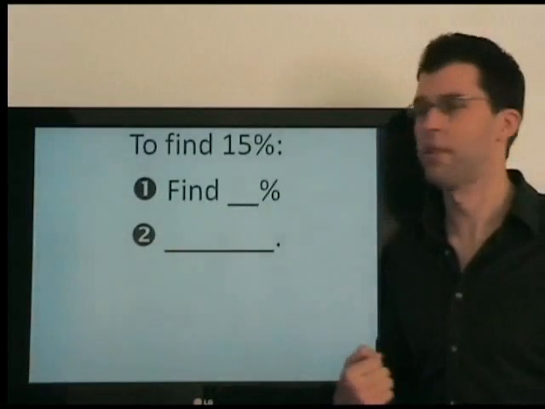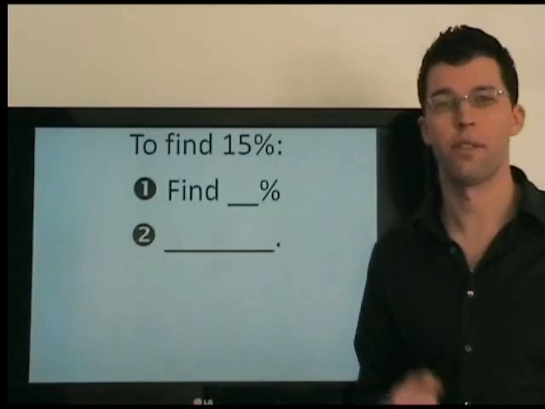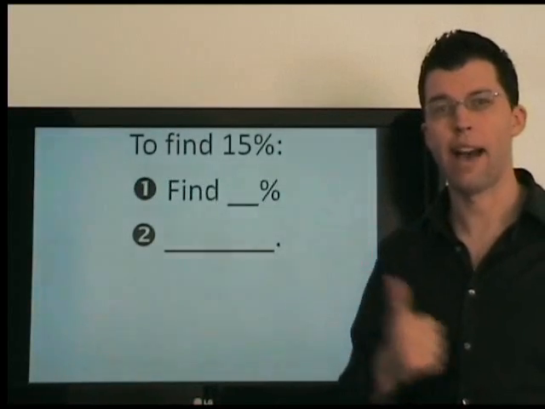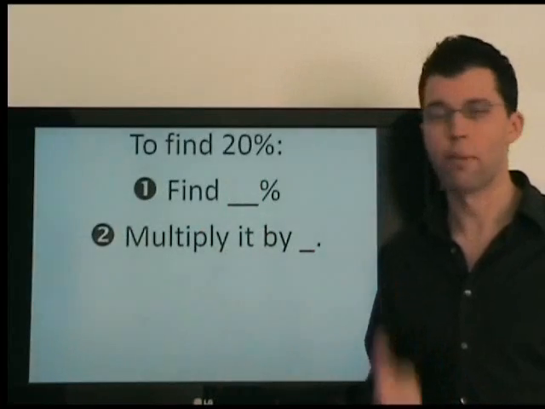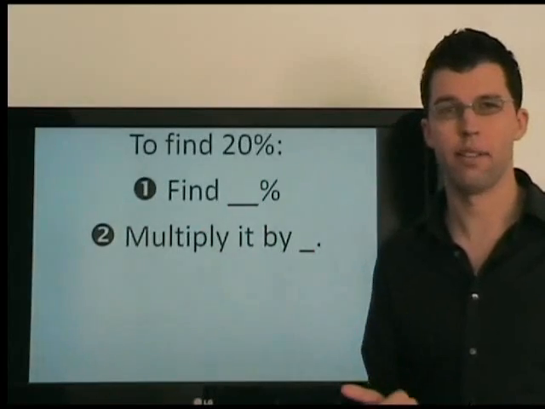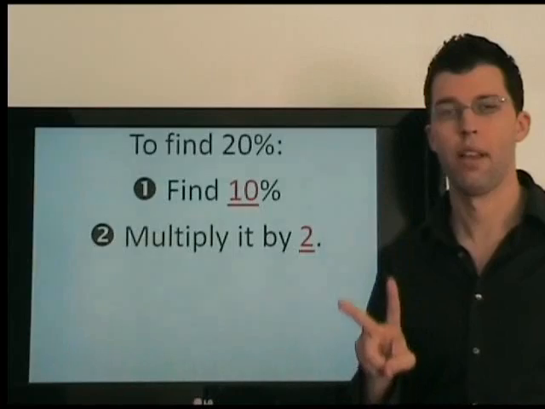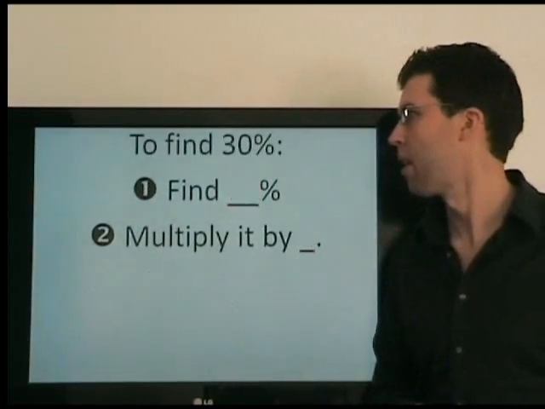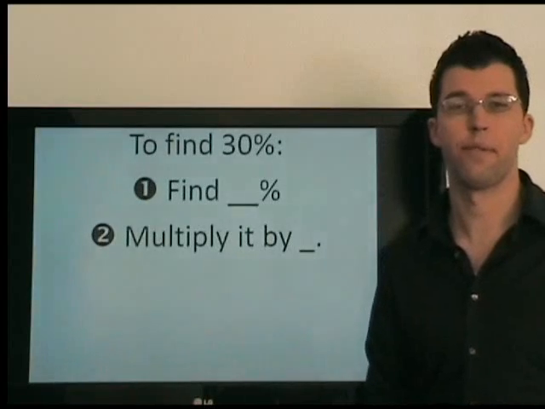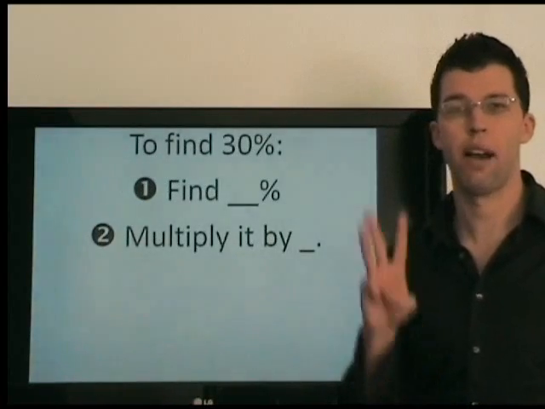Okay, let's review. To find 15%, we first find 10%. Then we add half, which is 5%. Okay. To find 20%, we again find 10%, then multiply by 2. This is the same as dividing by 5. To find 30%, we first find 10%, then multiply by 3.